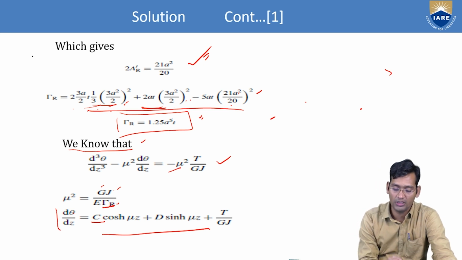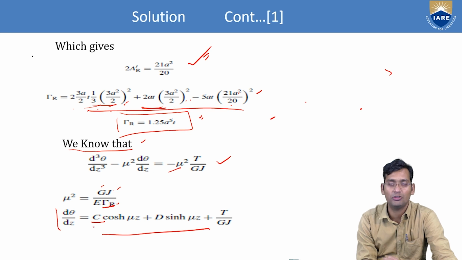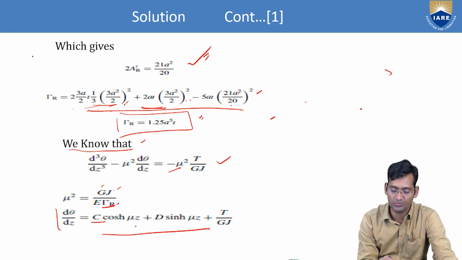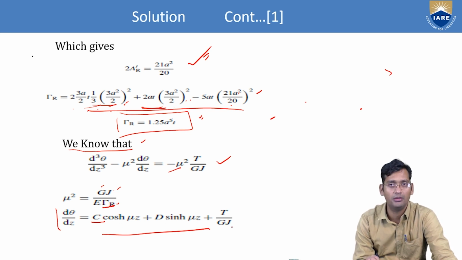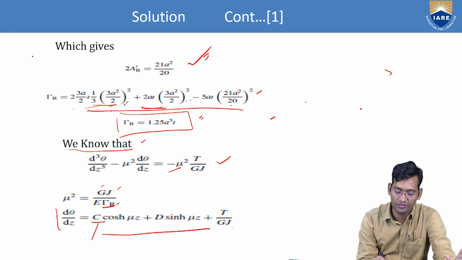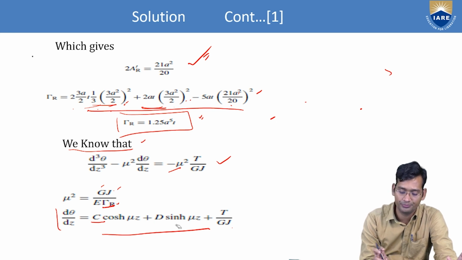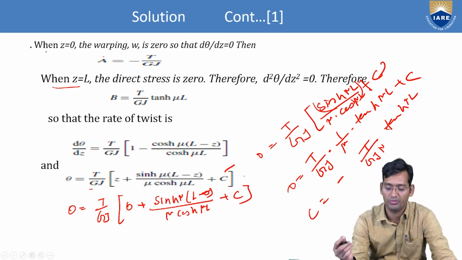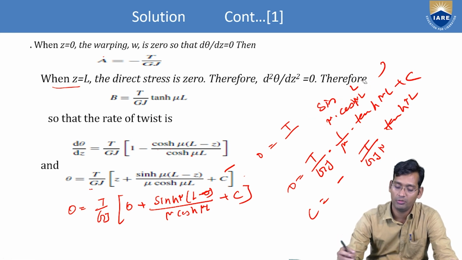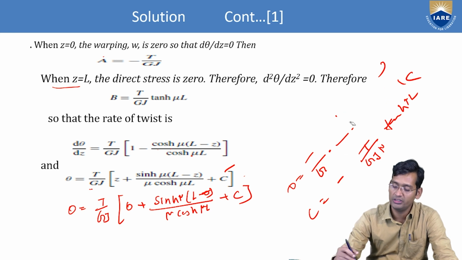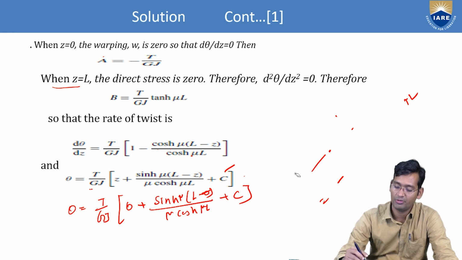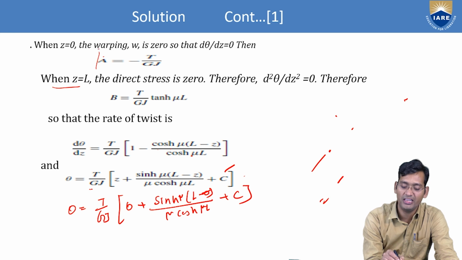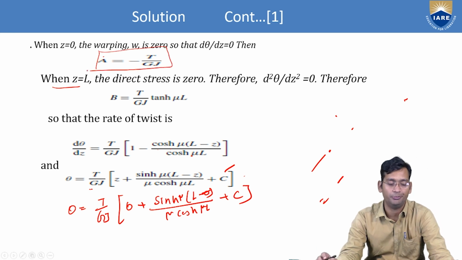So rate of twist is what? d theta by dz equals C cos mu h plus D sin mu h plus t by GJ. Now here what we have to do? C and D, or simply you can write A and B; by mistake in the next slide I wrote A and B. So you can just take A and B or C and D. Now after putting the boundary condition, at z equals 0, d theta by dz equals 0. So after putting that value, what will you get? A equals minus t by GJ.